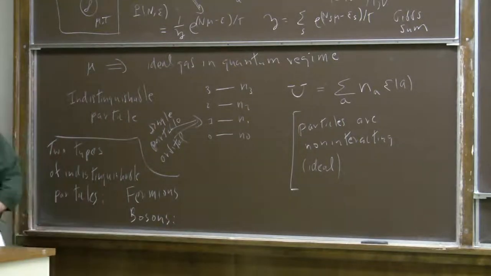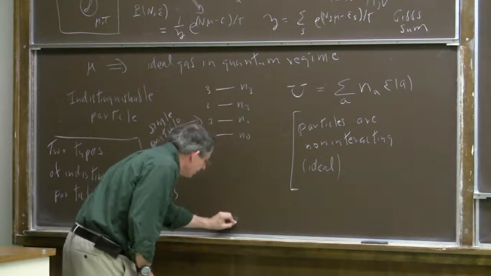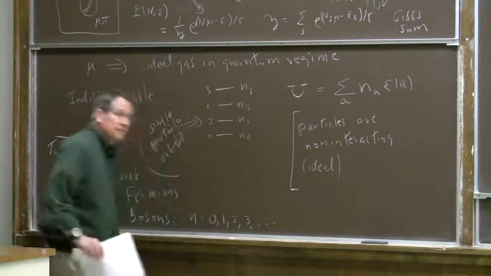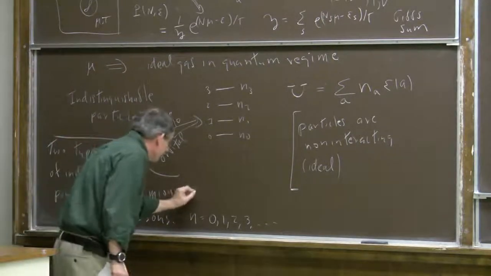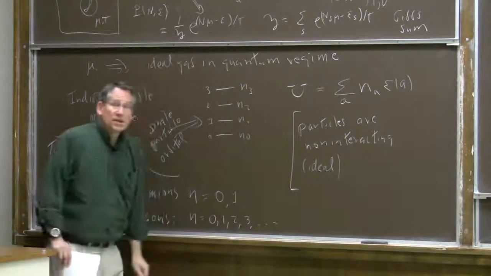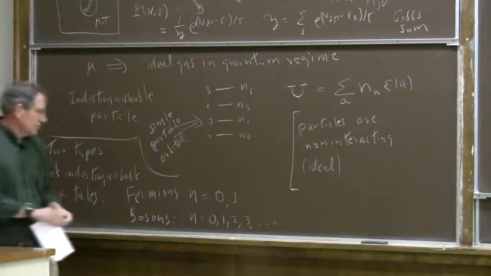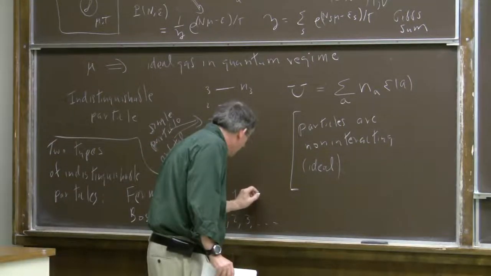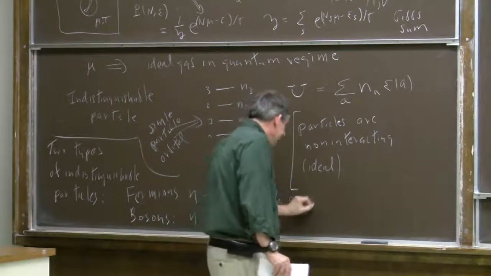For bosons, for a particular orbital, the occupation number of the orbital can be any non-negative integer. It can be empty, it could have a single particle, 2 particles, 3, etc., up to an arbitrarily large number. For fermions, there are only two possibilities. Either the orbital is empty or it's occupied. Once it's occupied, no further particles can be added to that orbital. So that is called the Pauli exclusion principle for fermions.